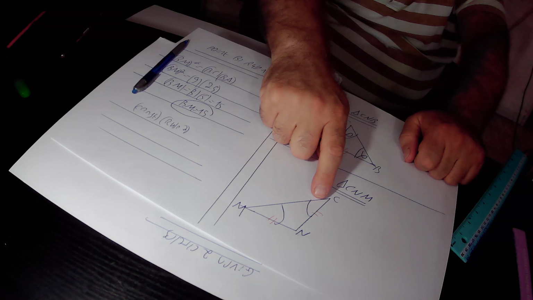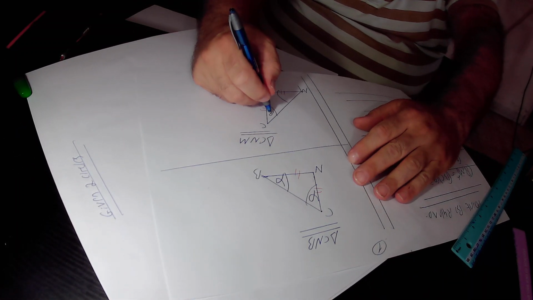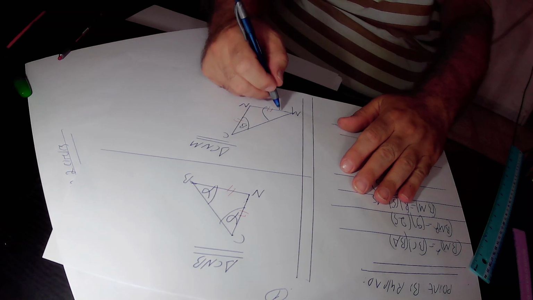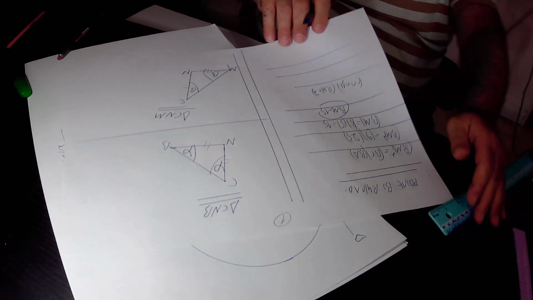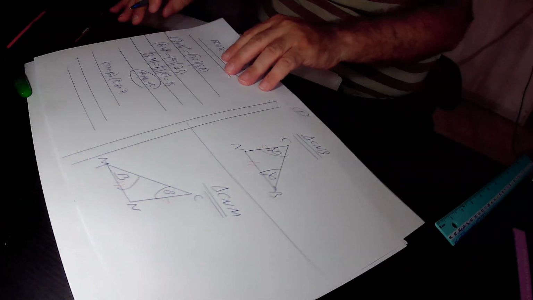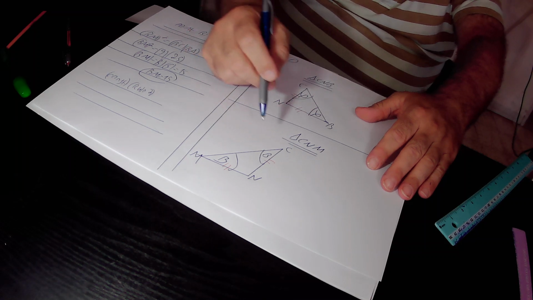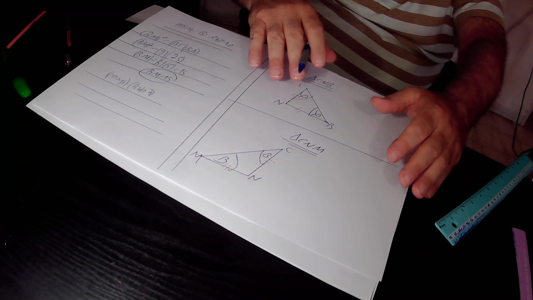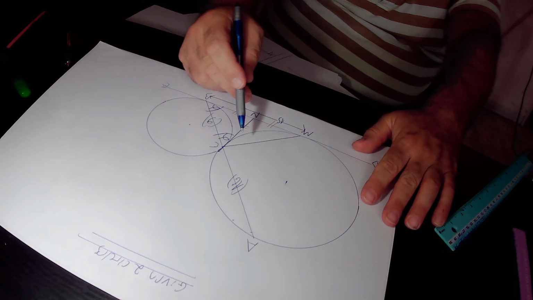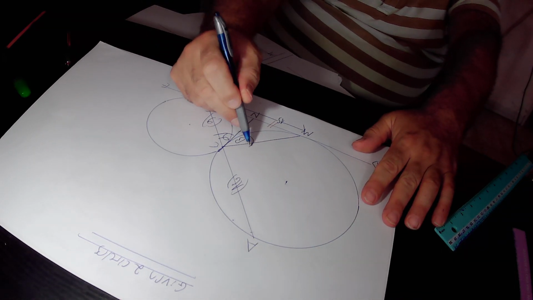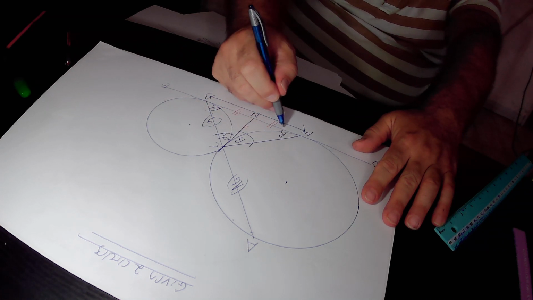So if we define the size of this angle as beta, then the size of this angle must be also equal to beta because they are equal to each other according to the rule that I mentioned. So in total, we found out that angle MCN equals beta and angle CMN also equals beta. So this is angle MCN that is equal to beta. This is angle CMN that is also equal to beta.